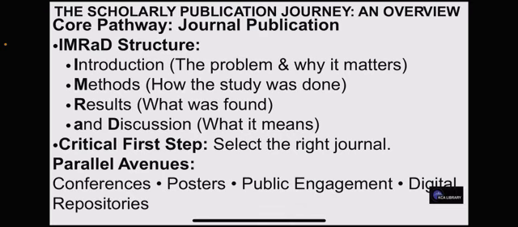So you have to make sure you follow this in writing a proper journal publication. You have to take note that the introductory part is there to introduce the problem and why it is essential or why it matters. The methods has to do with how the study was done, while the results is what was found, and the discussion is what it means, what we found and what it means.